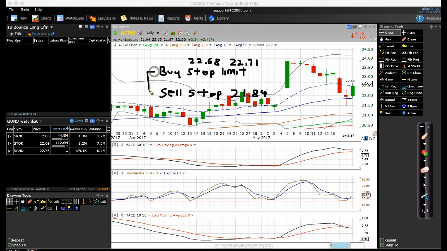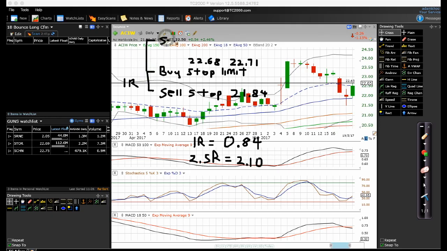So what is my risk per share? 1R. The 1R risk per share would be 22.68 minus 21.84. Let me just grab my calculator. So 22.68 minus 21.84, that's 84 cents. So 84 cents is my risk per share. And my target price would be 2R or 2.5R above the entry price. So 1R is 84 cents. 2.5R will be $2.10.